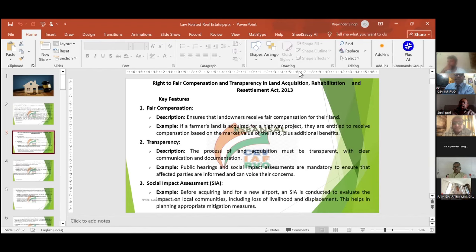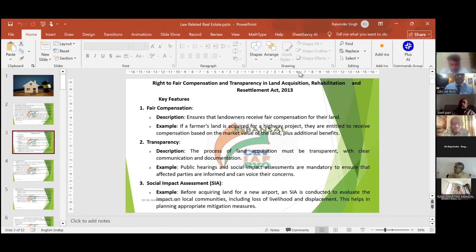The competent authority has to hear his grievances. So public hearing is the most important factor in this new amended act. And next, social impact assessment.